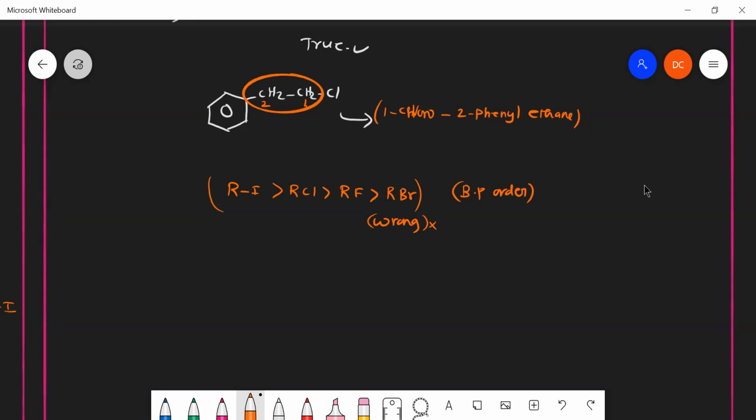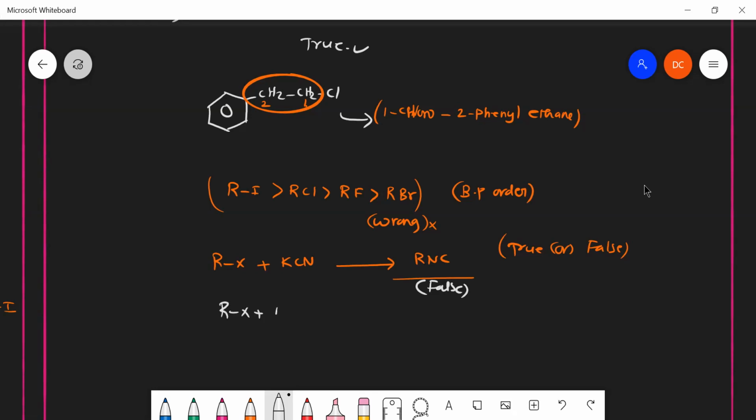Okay. And when RX is reacting with KCN, it forms RNC as a product. Is it true or false? False, right? For AgCN, we'll get RNC. Yeah, it is false, because when RX is reacting with AgCN only, it forms RNC as a product. Otherwise it forms RCN as a product. That's the right product, but RNC is the wrong one. Okay.